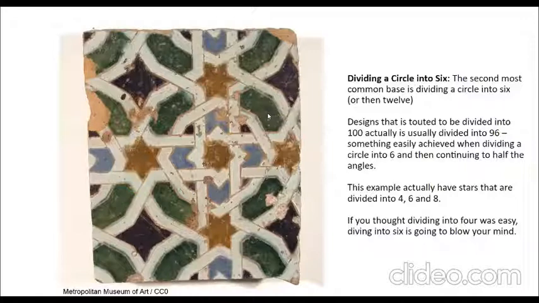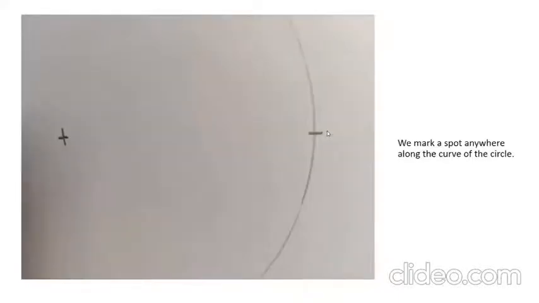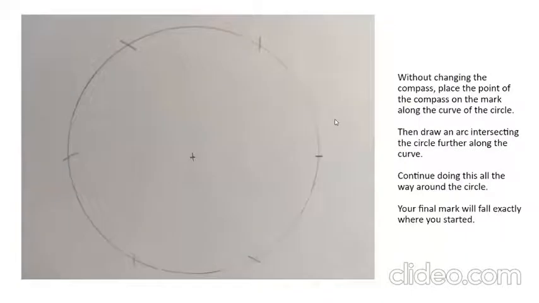Now, if you thought 8-pointed stars were easy, 6-pointed stars is going to blow your mind. So once again, we start by drawing a circle. Remember the little X in the center. Then we mark somewhere along the curve of our circle, just a little line to mark a spot, without changing how far the compass is open. Just keep it the exact same size as what you used to draw the circle.